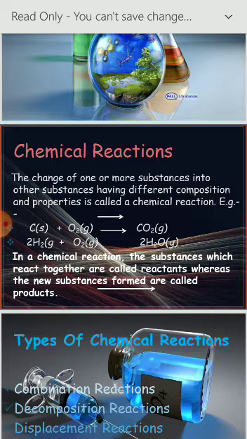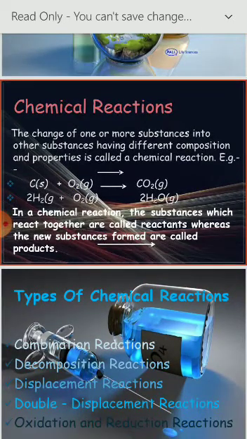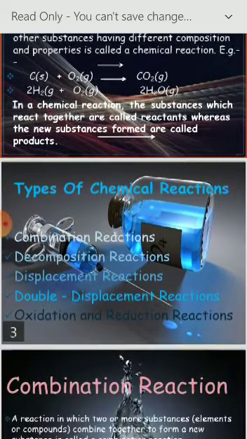So chemical reactions are of different types. For example, combination reaction, decomposition reaction, displacement reaction, double displacement reaction. So in a chemical reaction, the substances which undergo chemical reactions are known as reactants. The substances which take part in a chemical reaction are called reactants, whereas the substances formed are called products. So let us discuss different types of chemical reactions.